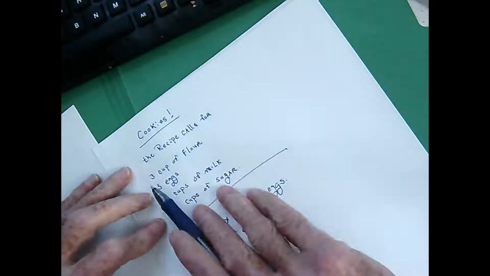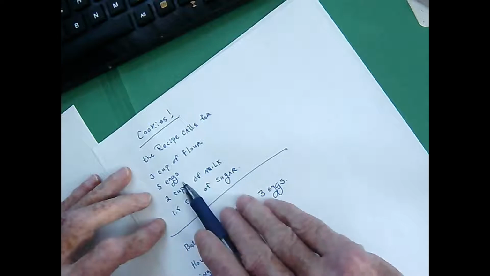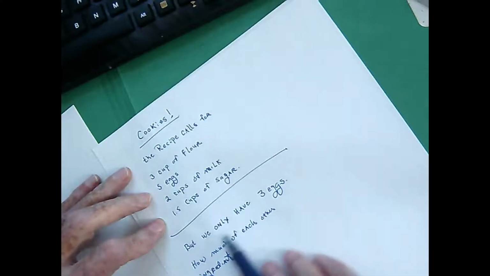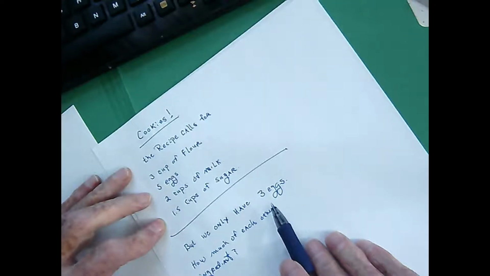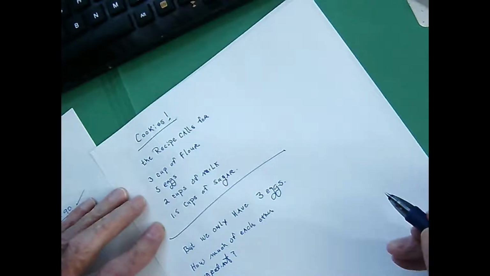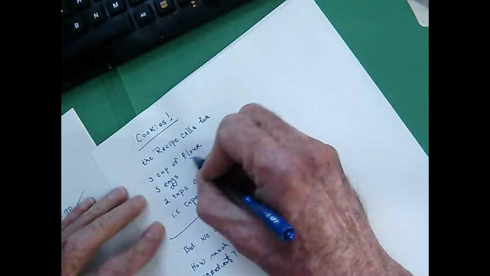The recipe calls for 3 cups of flour, 5 eggs, 2 cups of milk, and 1.5 cups of sugar. But we only have 3 eggs, so how much of each other ingredient would we need? And certainly this will be proportional. I'm going to set it up and figure out the flour first.